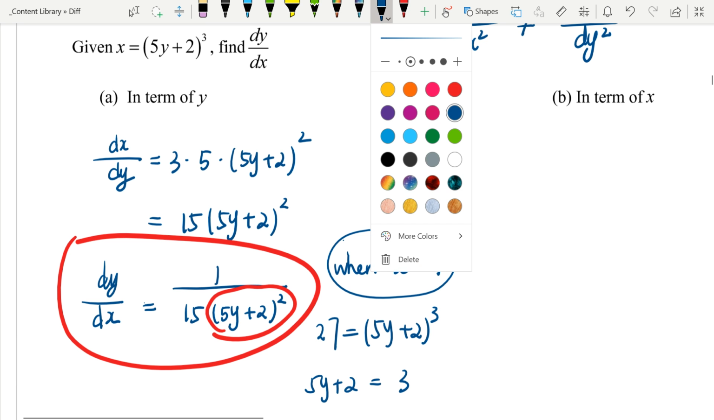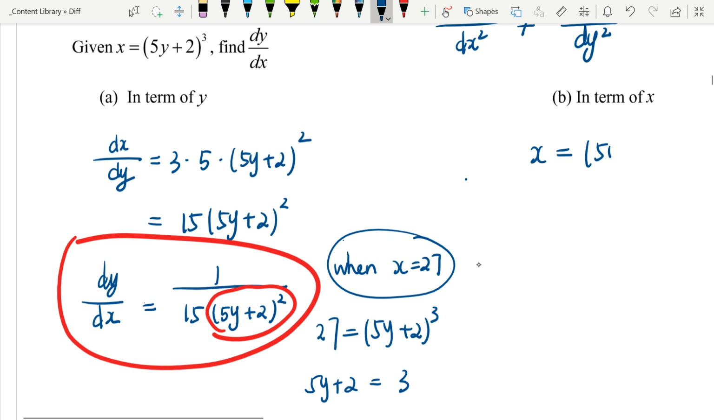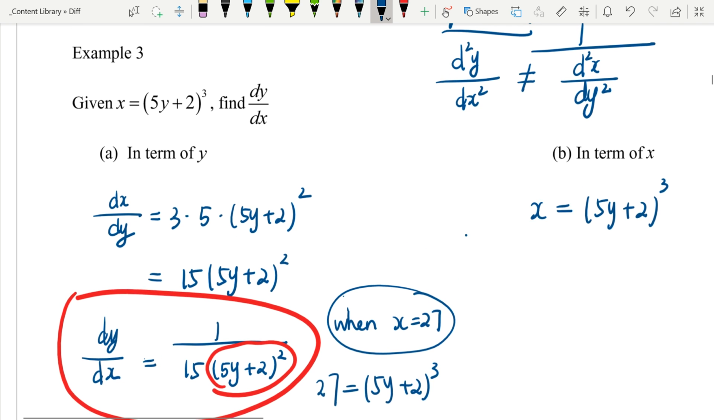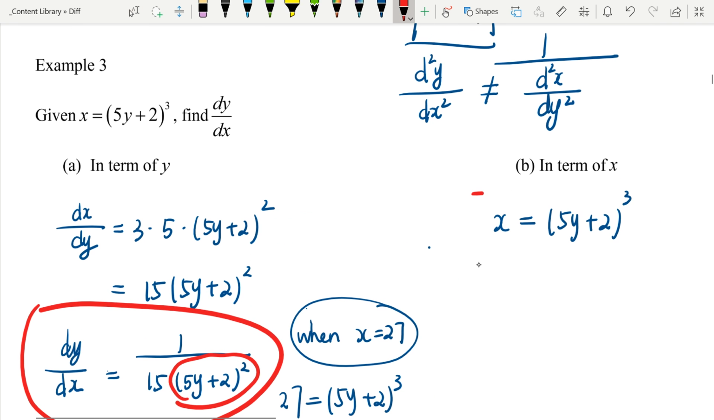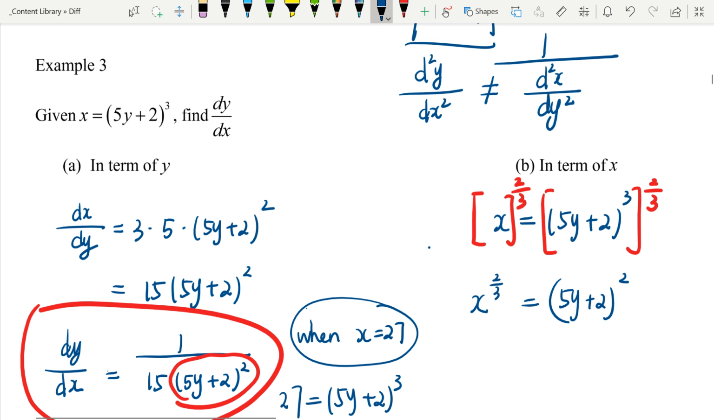So the equation we have is x equals (5y + 2) cubed to the power of 2. That's when I circle this, to the power of 2. How can I quickly make that equivalent to x? What power should I put on? 2 on 3? Because we also cancel the 3, the denominator needs to be 3. So if I do that, my left hand side will be x to the power of 2 on 3, and the right hand side will be just what I need to replace, to the power of 2.